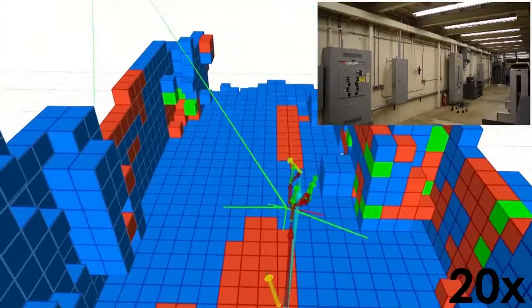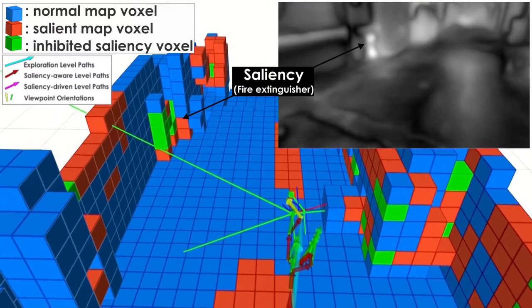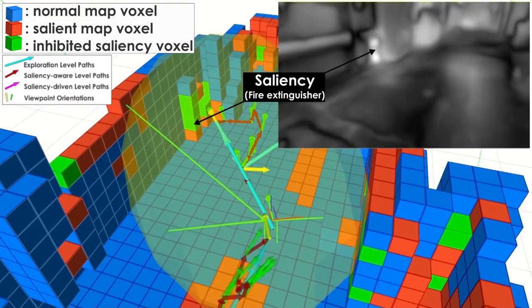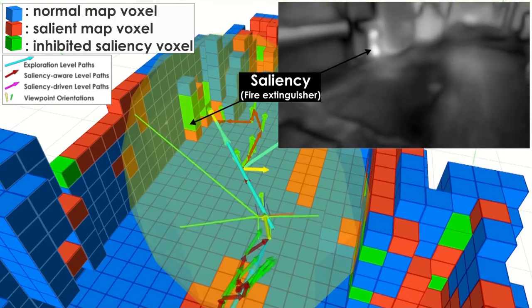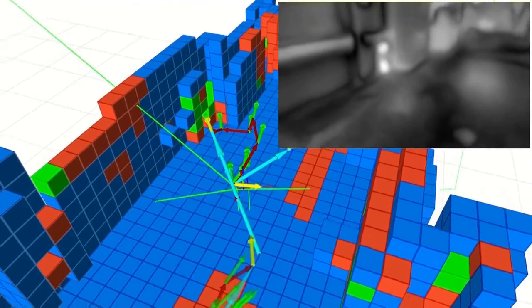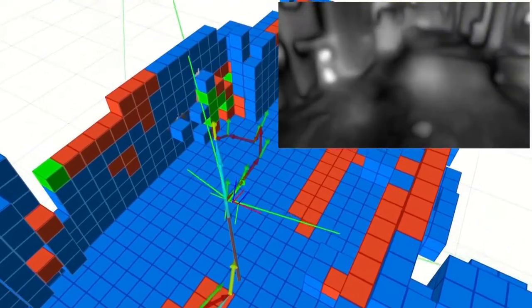The next experiment was carried out in a machine shop featuring a set of machinery, warning signs, fire extinguishers, and other components that overall lead to a complex environment in terms of visual saliency. Aligned with our intuition, the warning signs and the fire extinguisher attracted the robot's attention, and the planner was able to map the whole environment in detail.